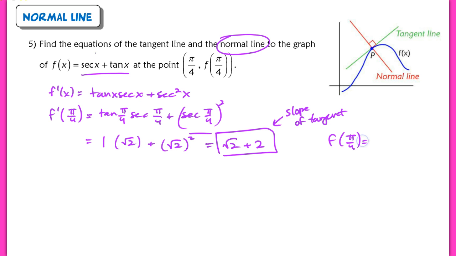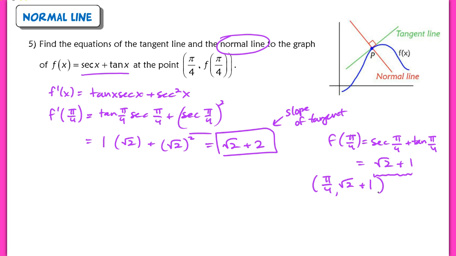So we're evaluating this function over here. We find the secant of pi over 4 plus the tangent of pi over 4. Okay, and that's easy for us. We just evaluated that. That's going to be root 2 plus 1. So this represents the y value of a point that lies on both the graph and your tangent line. So we have pi over 4 comma root 2 plus 1.